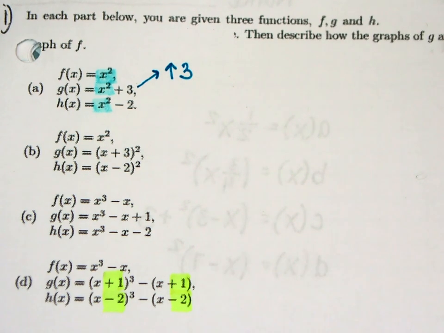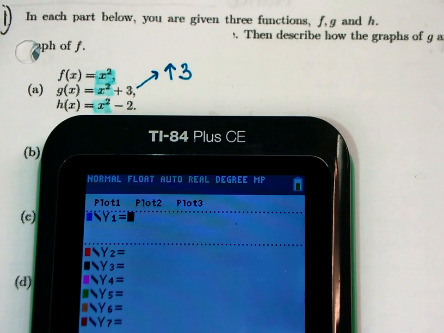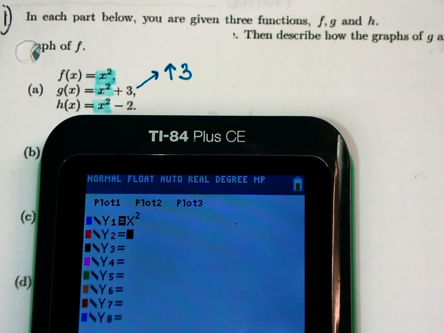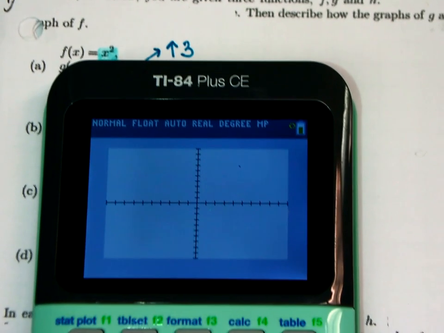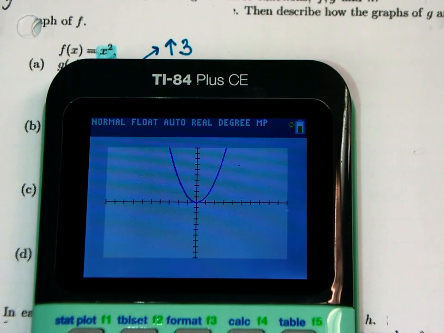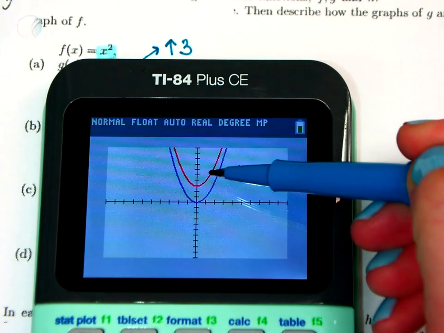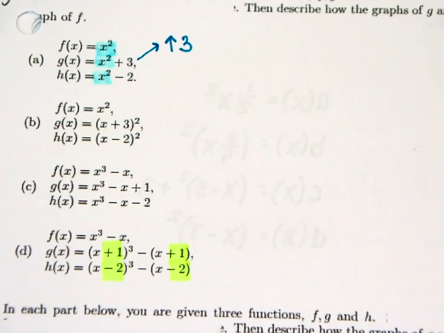So if you're stuck on these, you can always just graph them. So I'm going to pull this down, and I'm going to graph x squared as blue, and then x squared plus 3 as red. So as we graph, notice how we have our regular x squared function, and then the red is x squared plus 3. Notice how the blue function has shifted up 3 units. So if you're ever confused on function transformations, you can always graph them.